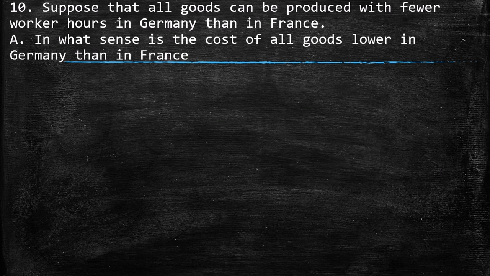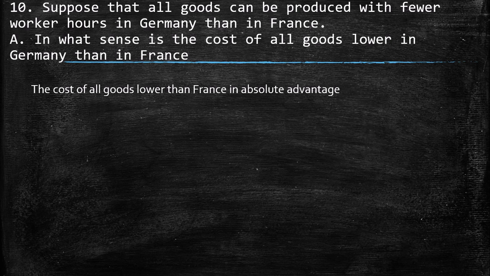And suppose that all goods can be produced with fewer workers' hours in Germany than in France. In what sense is the cost of all goods lower in Germany than in France? So the cost of all goods is lower than in France in absolute advantage. Remember that absolute advantage is how much time it takes to produce one good. We know that because Germany is more productive, they can produce everything with high productivity. So this is the absolute advantage.